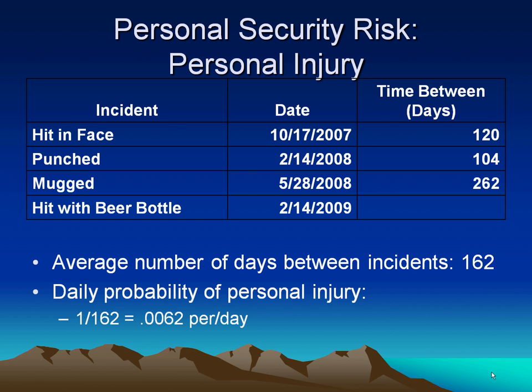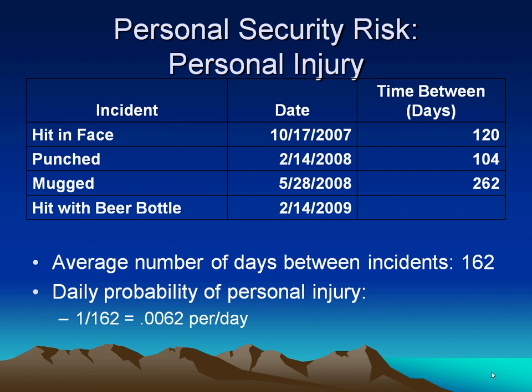Finally, we look at the risk of personal injury. The average number of days between personal injuries is 162 days. This gives a 0.62% daily chance of enduring a personal injury.